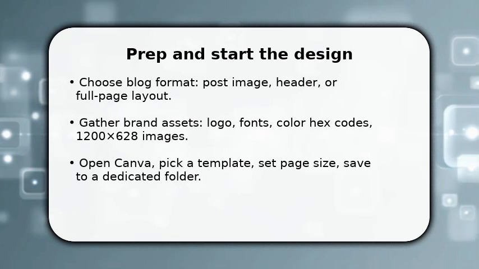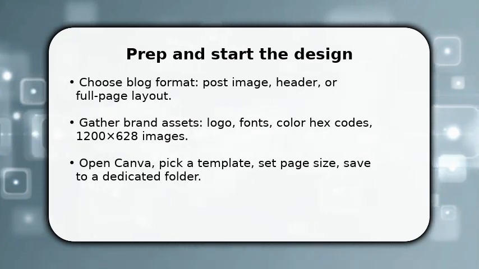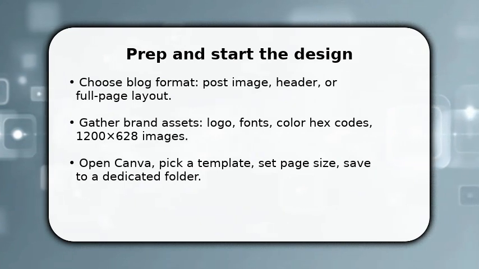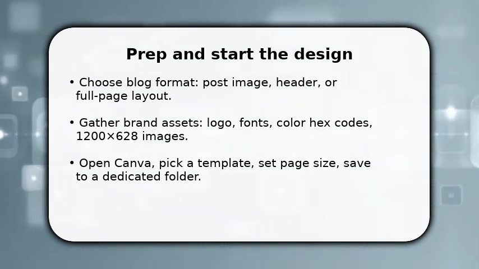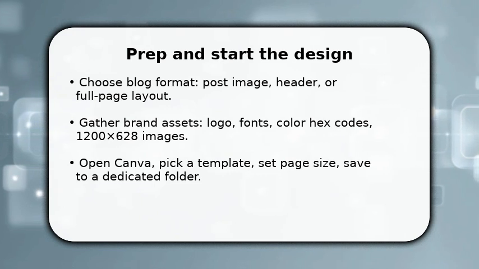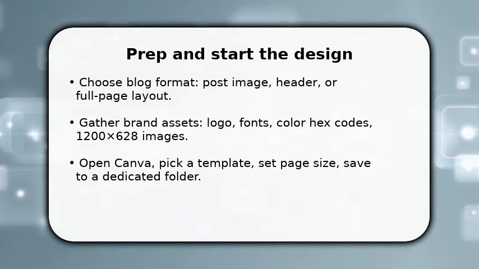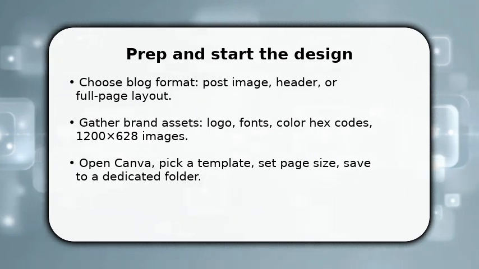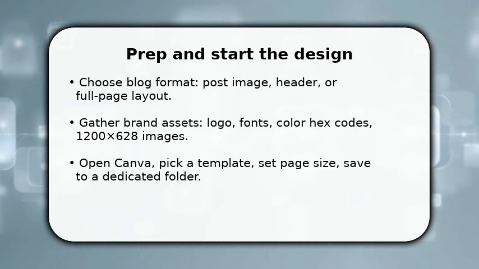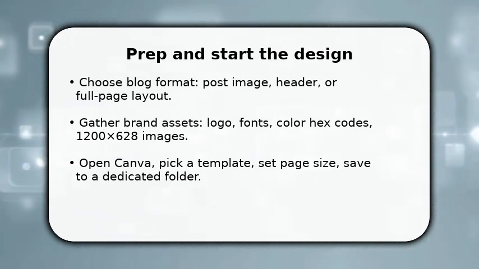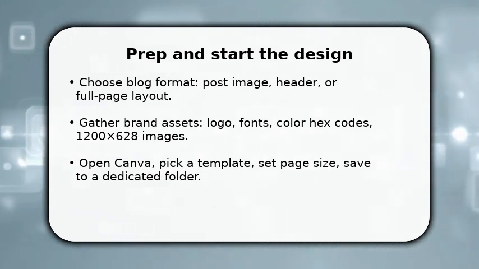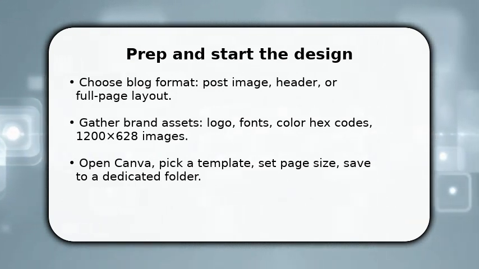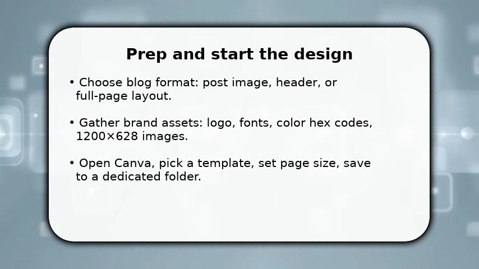You begin by picking the exact Canva canvas you need. Choose post image, header, or full page layout so sizing matches your platform. Once done, import your logo, fonts, and color hex codes so design stays consistent. Make sure to organize assets into a folder in Canva and set the page size to 1200 x 628 or the size your blog theme requires. This gets you into creation immediately instead of fiddling with basic setup later.